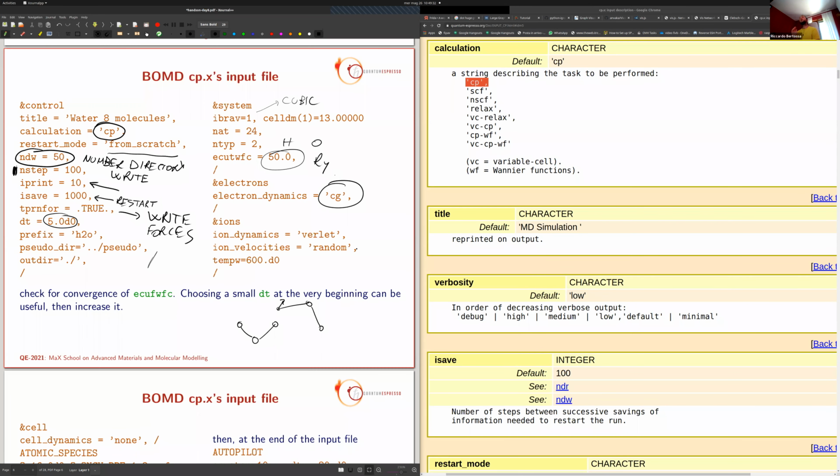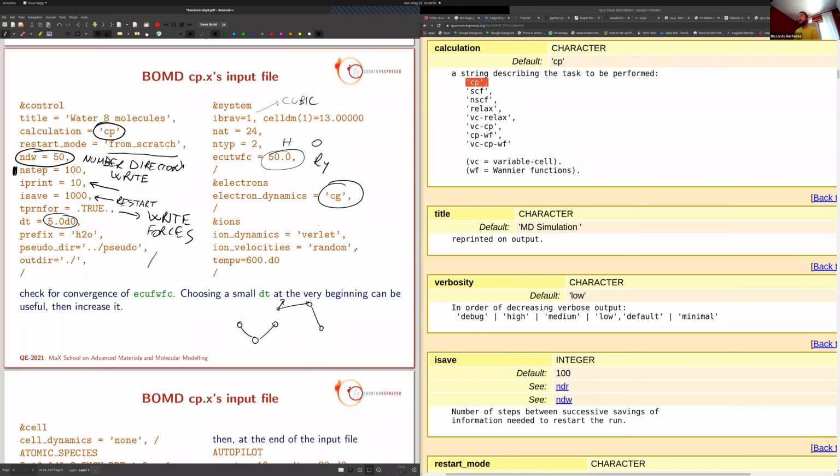for example. So you can see, if you look at the output, that the first step takes a very long time, because you start from scratch. Then for all the other steps, it will be much faster.